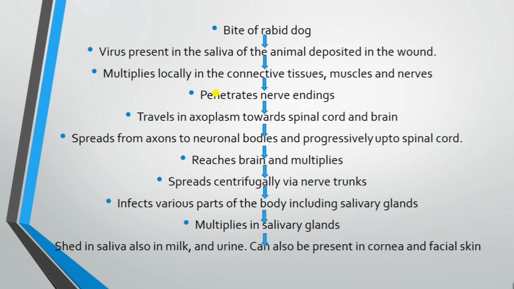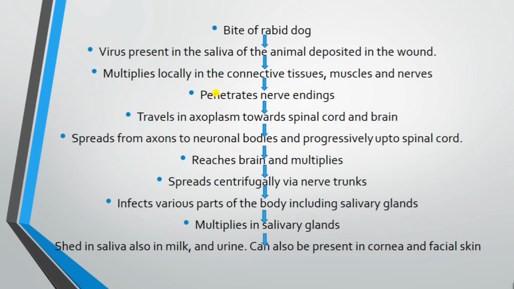So the pathogenesis starts with the bite of a rabid dog, and virus present in the saliva of the rabid dog will be deposited in the wound which is generated due to the bite. It multiplies locally in the connective tissues, muscles and nerves. So the virus enters from the saliva of the animal through the wound, and it multiplies in the local connective tissues, muscles and nerves.